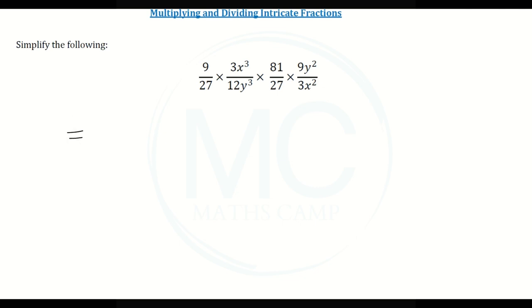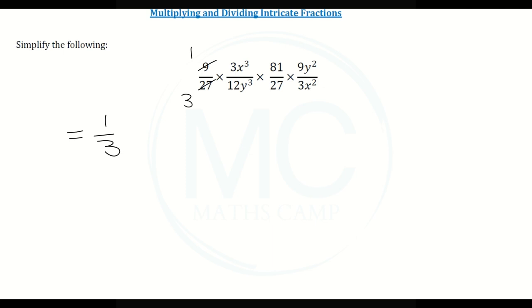Our first fraction is 9 over 27. Both values are divisible by 9. 9 divided by 9 gives me 1. 27 divided by 9 gives me 3. So our first fraction will be 1 over 3.